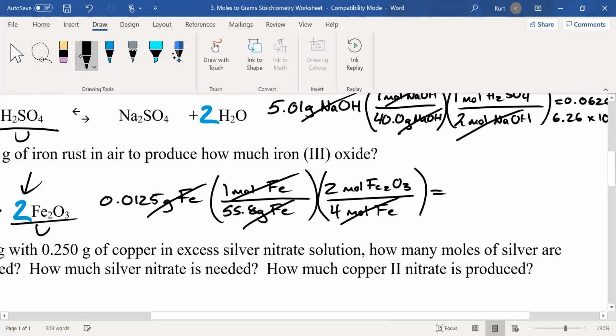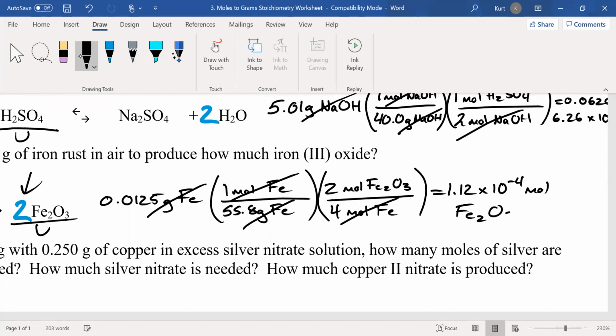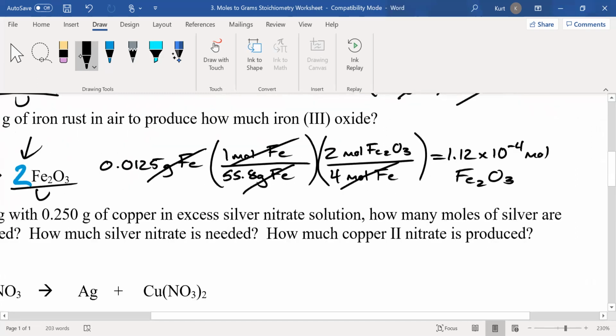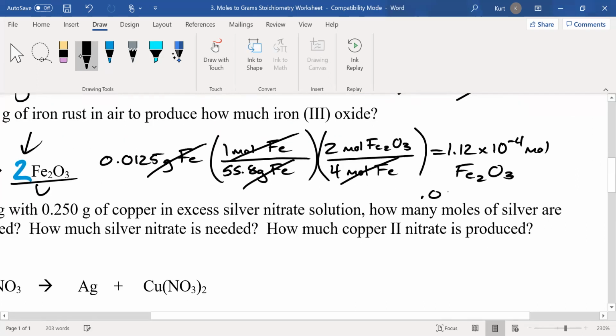And so our math is going to be 0.0125 divided by 55.8 times 2 divided by 4. And you should get 1.12 times 10 to the negative 4th moles of iron(III) oxide. If you really wrote out the raw number, it would be 0.000112 moles of Fe2O3. That's a pretty ugly number, so it wouldn't hurt to put it in scientific notation.